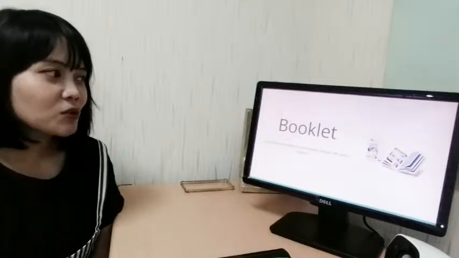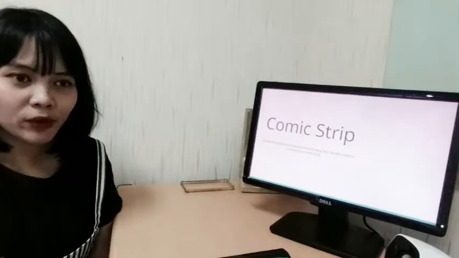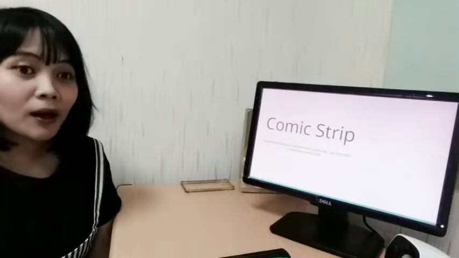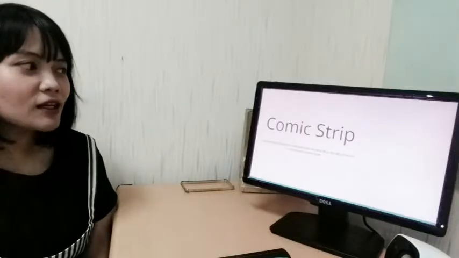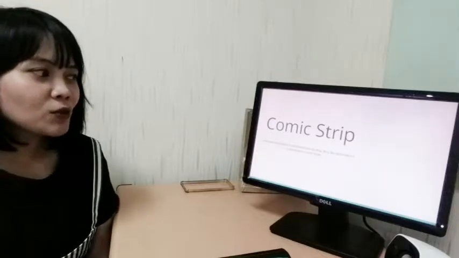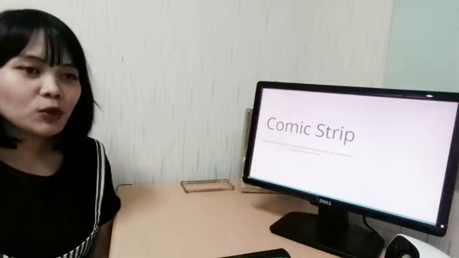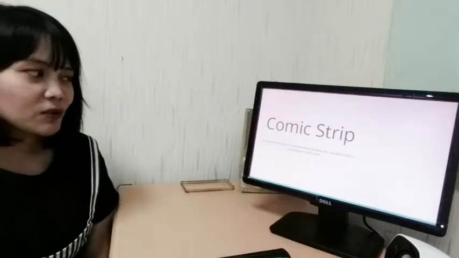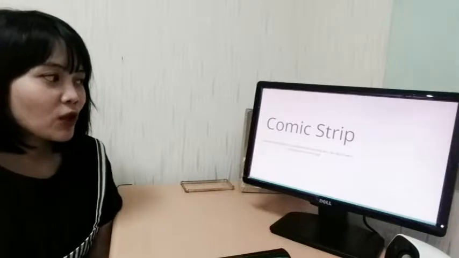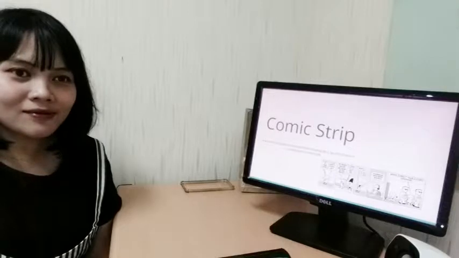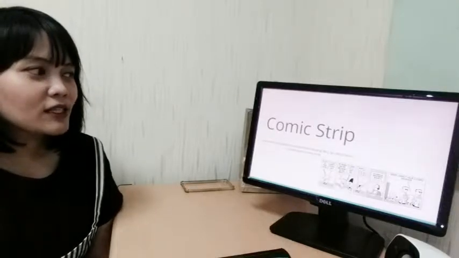Next one is comic strip. Comic strip. It's not really a book of comics. It's usually printed in a newspaper. Comic strip means only those small excerpts of comics, a sequence of drawings in boxes that tell an amusing story. There you go. This is what we call a comic strip.